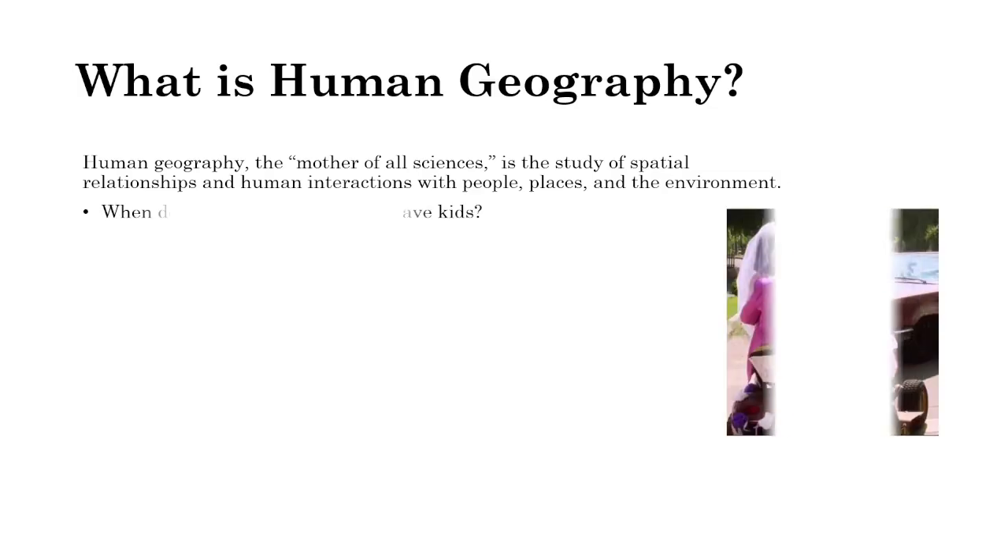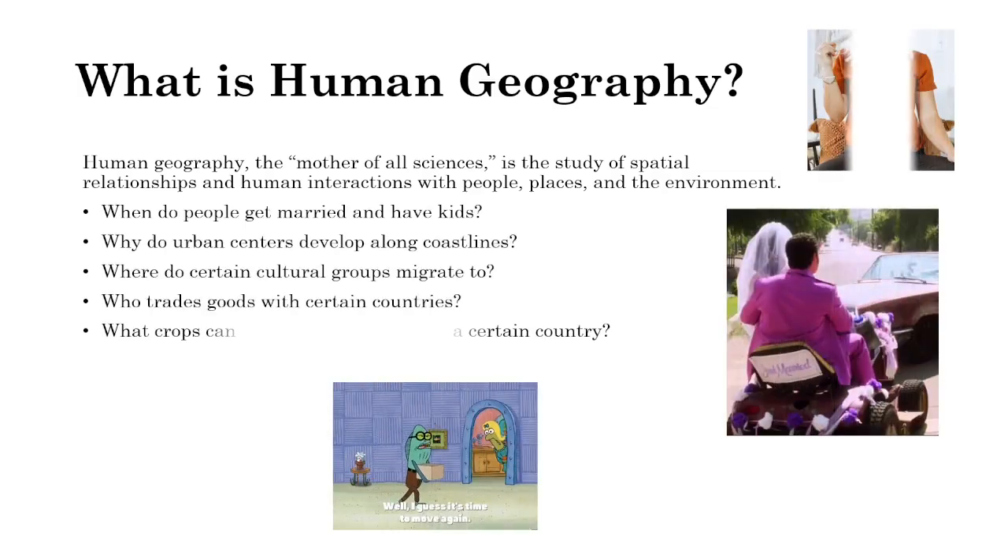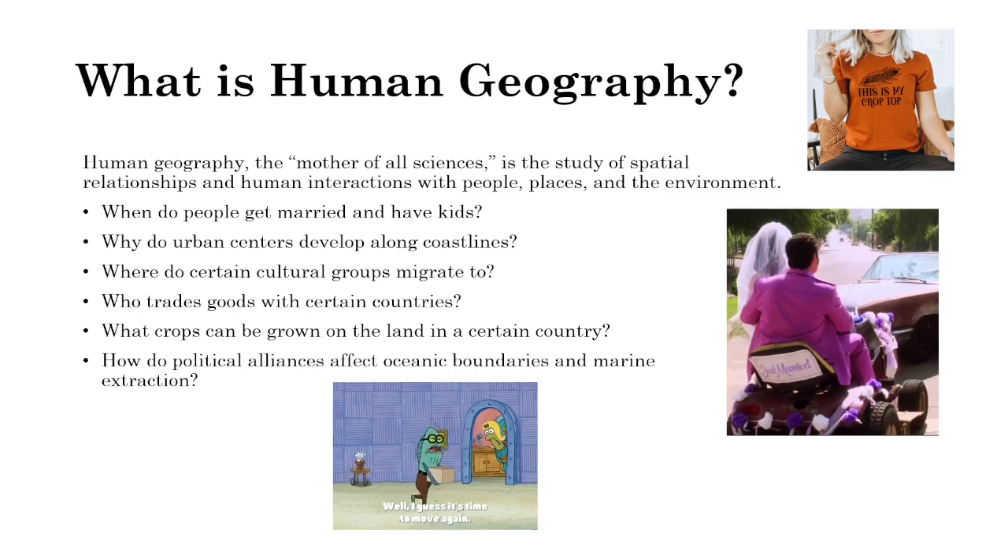It can include questions like, why do people get married, or when do people get married and have kids? Why do urban cities develop along coastlines, and why do rural settlements typically develop more inland? Where do certain cultural groups migrate to? Why do they migrate to those areas, and what are the effects? Who trades goods with certain countries? What do they trade? How does it impact both countries? How does it impact the entire world's economy?